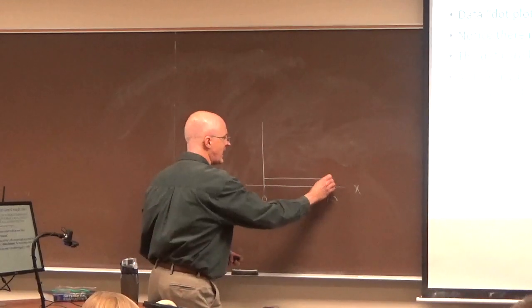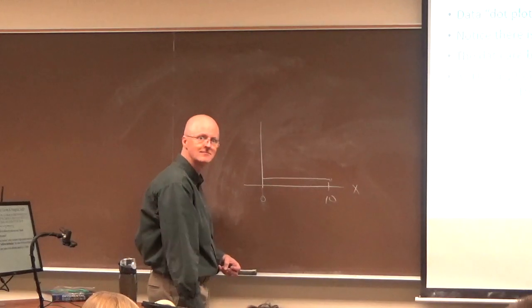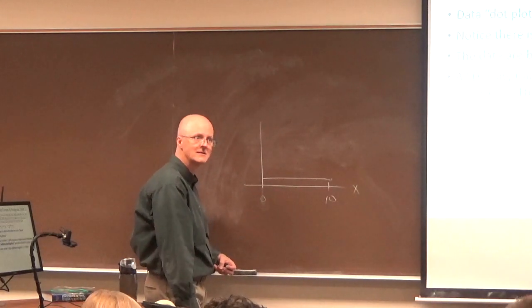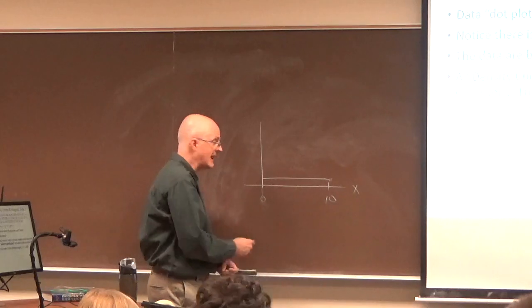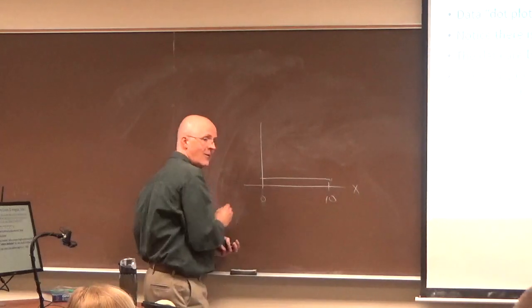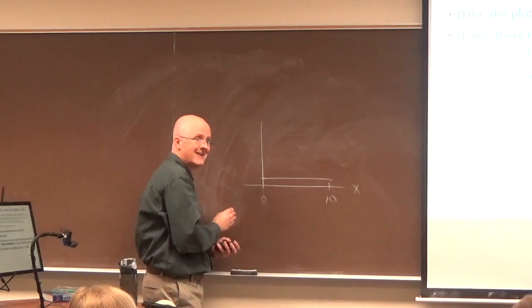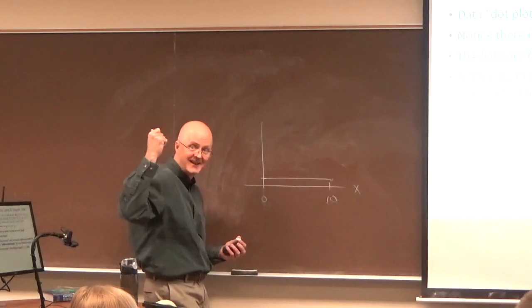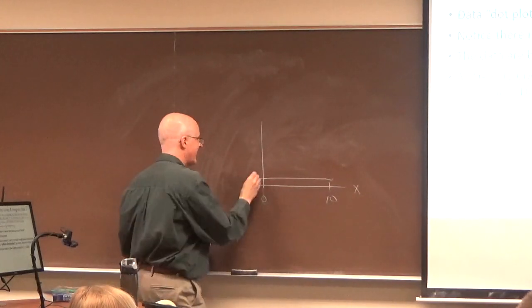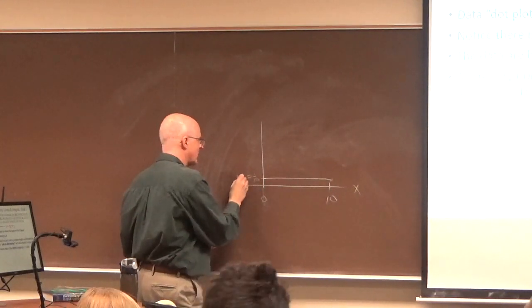Well, hey, wait a minute, that's a rectangle. Area is base times height. Base is 10, the height's got to be 1/10. 0.1.